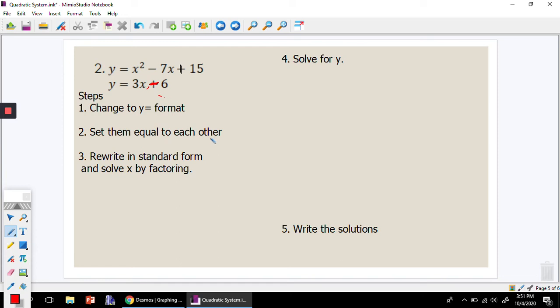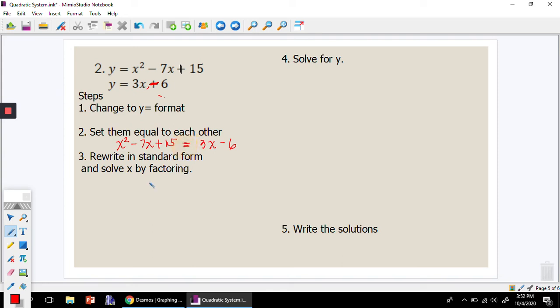If you are going to look for the values of x and y that will make them equal, therefore they are equal. So we are going to write down the given equations as equal to each other. Write the quadratic equation on the left side. So x squared minus 7x plus 15 should be equal to 3x minus 6. So it's already equal to each other.